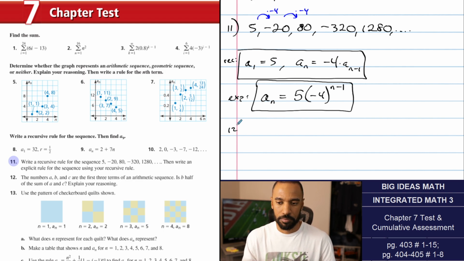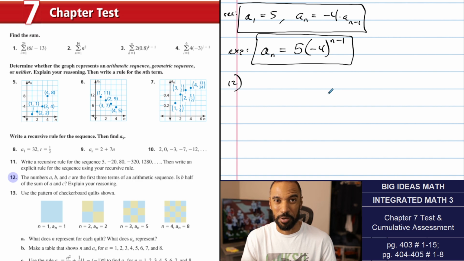Number 12. The numbers A, B, and C are the first 3 terms of an arithmetic sequence. Is B half of the sum of A and C? Explain your reasoning. I have to think about that. So A, B, C, they have a common difference. Let's call that common difference D.